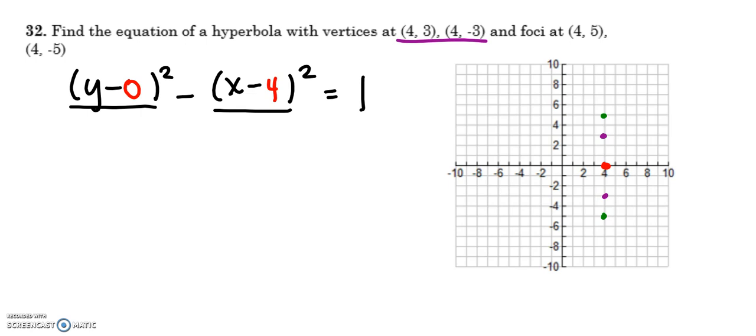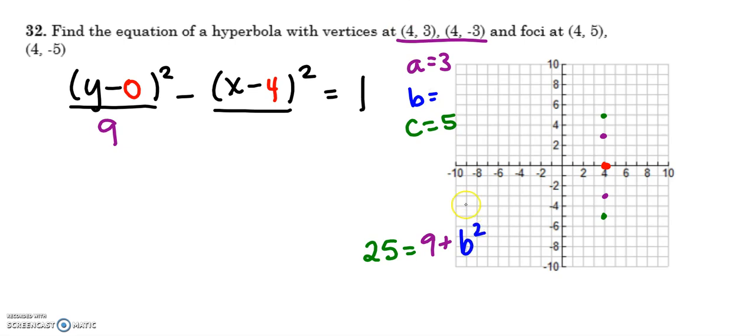Then I've got to count my a value, which will be the distance to the vertices. So 1, 2, 3. So that becomes 9. a was equal to 3. And then the last thing I'm looking for is my b value. But I don't know my b value, but I can find my c value. So c is 1, 2, 3, 4, 5. So I know that 25 is equal to 9 plus b squared, which means that b squared is equal to 16. So again, if I wanted to draw out this entire thing, I would go 1, 2, 3, 4 over here, 1, 2, 3, 4 over here.